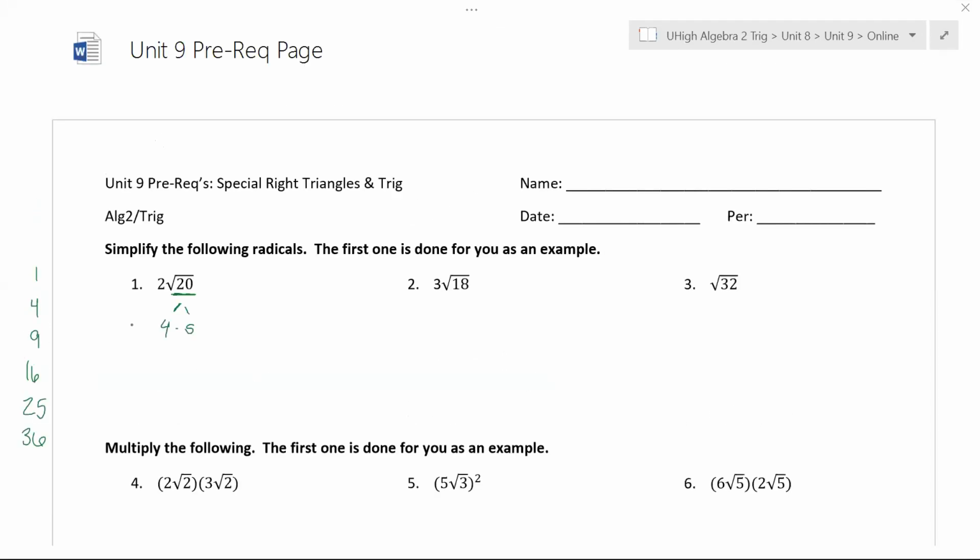So I can rewrite this as 2 times the square root of 4 times 5, which is 2 times the square root of 4 times the square root of 5. And then I can simplify my square root of 4. So I would have 2 times 2 times the square root of 5, or 4 square root 5.